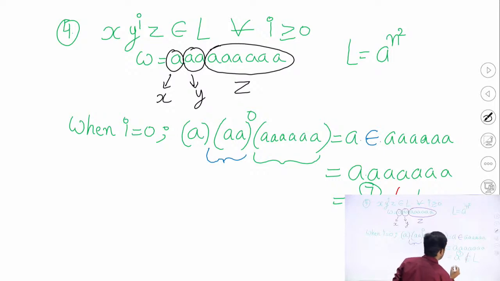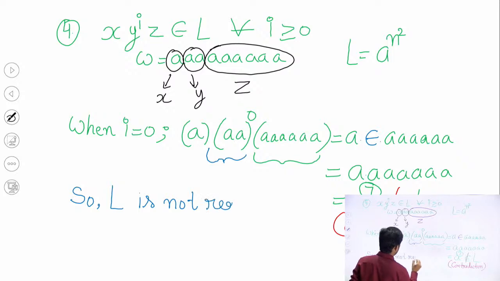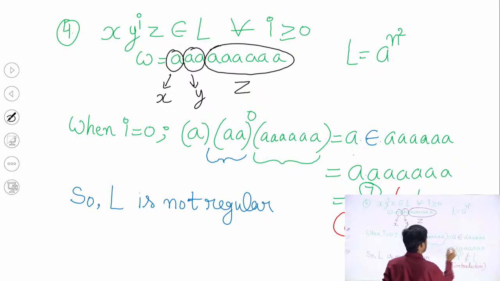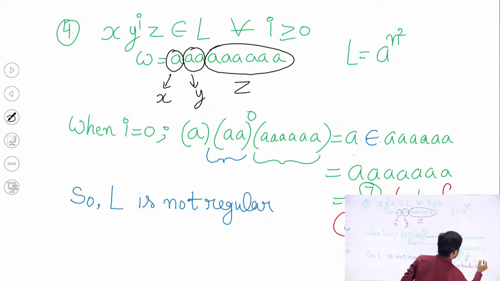So there is a contradiction. So we can say that language is not regular. Why not regular? Because here the test is failed. Pumping lemma test is failed here.